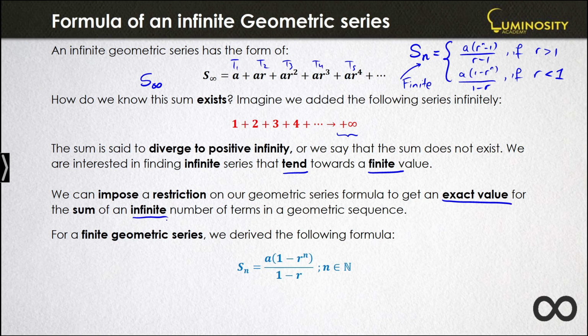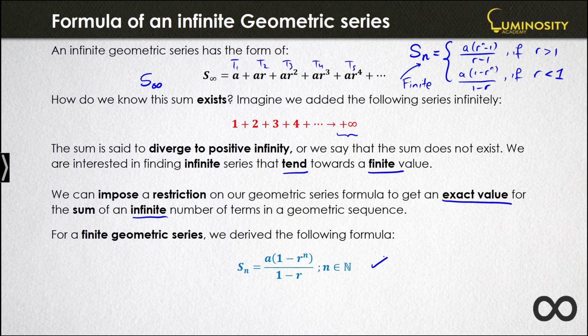So for a finite geometric series, we derive the following formula. I'm just going to use the second formula. Both these formulae are equivalent to each other. We just decided to rewrite one as the other just so that the denominator had a positive term. But both of those are the exact same formulae, just that a negative sign was pulled out of the one. So I'm going to use this one, and we're going to see why we're going to use this one.